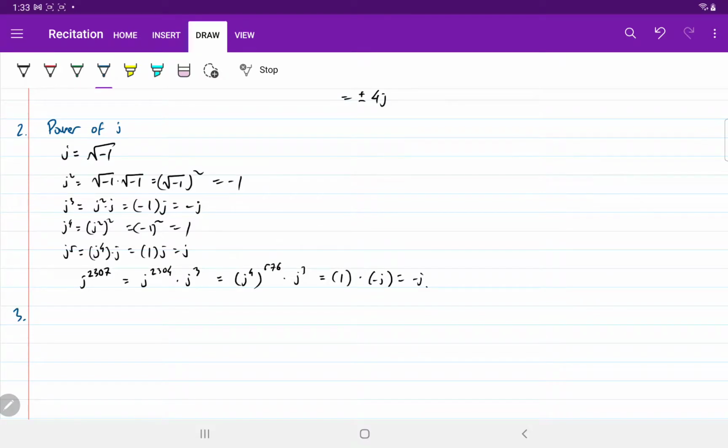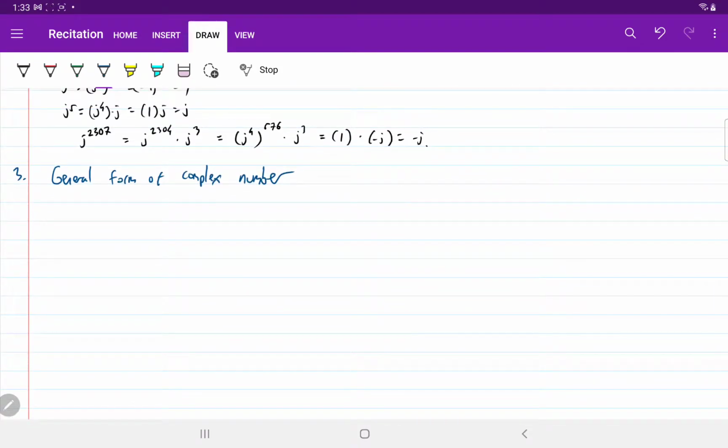Next I will be describing the general form of a complex number. Before that, for example, suppose that I have this quadratic equation, x squared plus 2x plus 10 equals 0. And what are the roots?